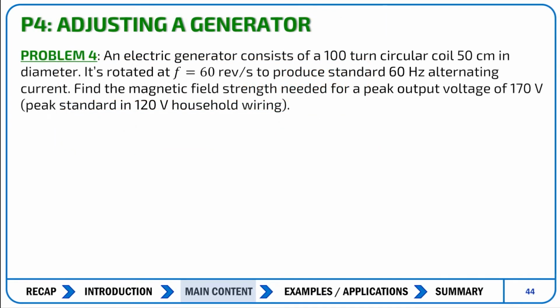Okay, in this problem, we have an electric generator that consists of a 100-turn circular coil, 50 centimeters in diameter. It's rotated at 60 revolutions per second to produce a standard 60 hertz alternating current. Find the magnetic field strength needed for a peak output voltage of 170 volts. The peak standard in 100 is 120 volt household wiring.